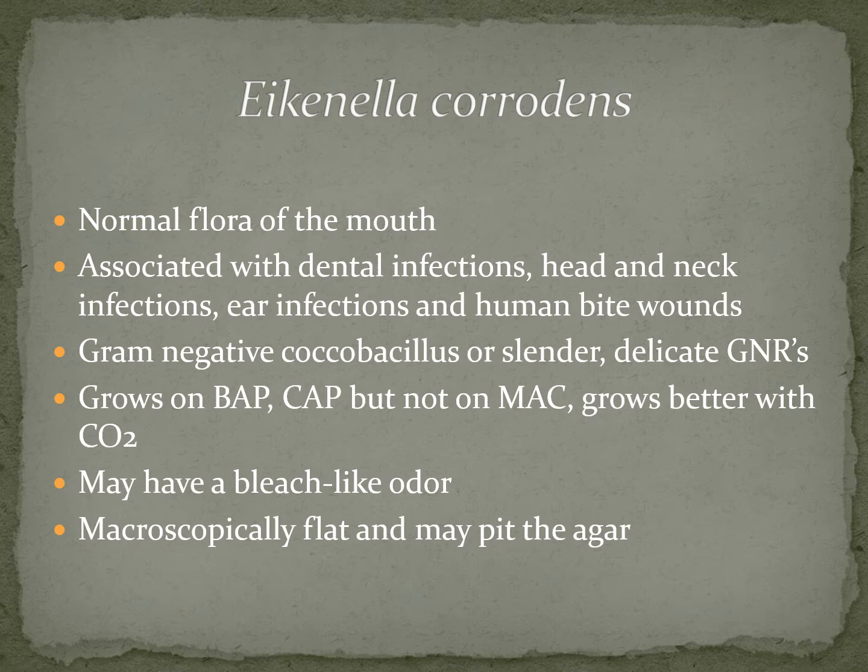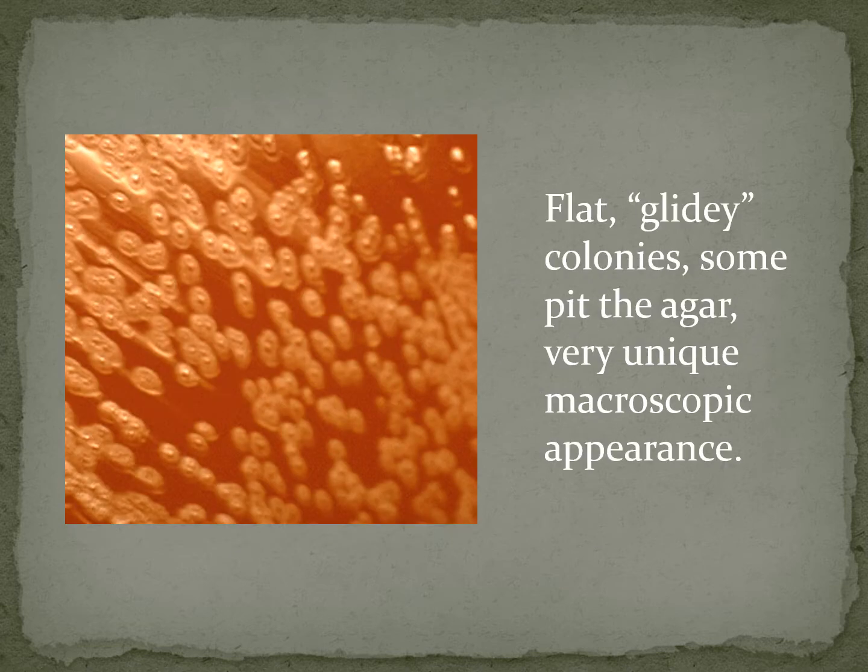Now, macroscopically, they have a very unique appearance. They can be flat and may actually pit the agar. They're very easily recognizable, and I'm going to show you what they look like in the next slide. So you can see in this picture that they are flat and gluey colonies. Some pit the agar. They have a very unique macroscopic appearance. Once you've seen Eikenella corrodens growing, you'll probably never forget what it looks like.